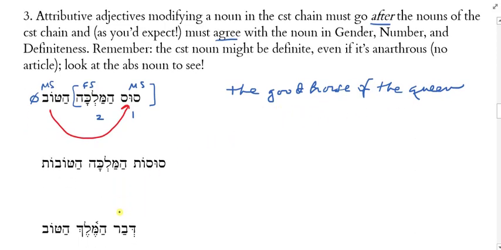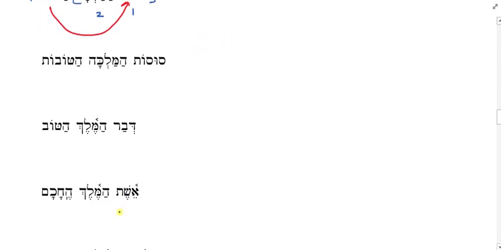Now look at the next one. I have susot hamalka hatovot. What gender and number is susot? Feminine, plural. Hamalka, feminine, singular. Good. This is articular, so both of these are definite, right? So I've got a construct chain. So how am I going to translate susot hamalka? Well, they're female horses, so it's the mares of the queen, right? Good.